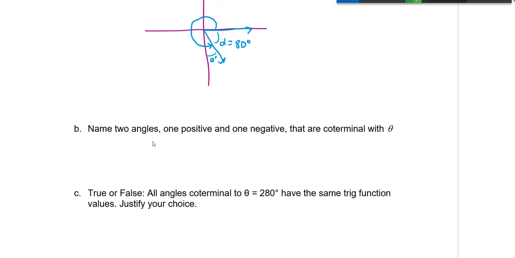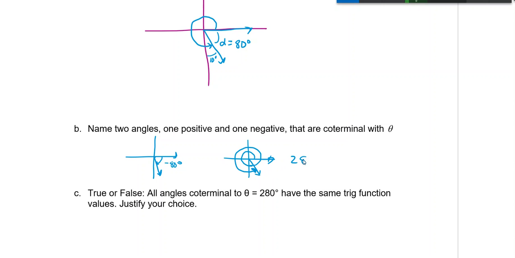Two angles, one positive, one negative, that are coterminal. We're looking for angles that end in the same place. So, 80-degree reference angle in quadrant 4. If you go in the negative direction, you hit one right away, minus 80 degrees. If you go in the positive direction, you hit one here, but that's 280. We already used that, so we'll go around again to here. There's my next angle, positive direction with that terminal ray.